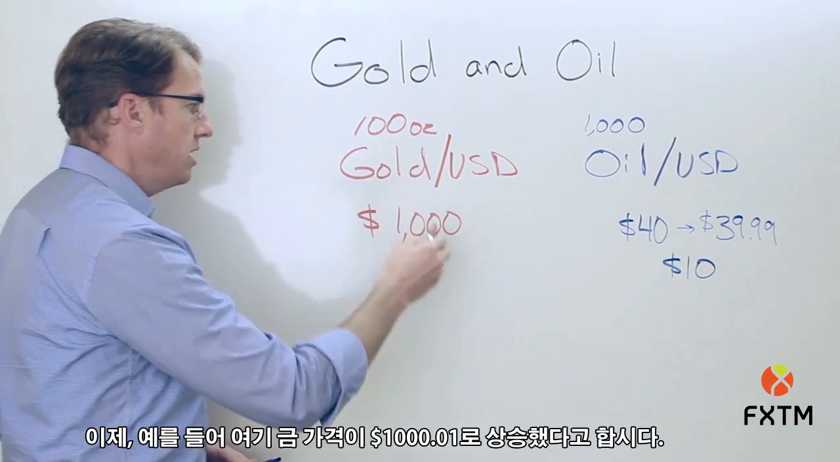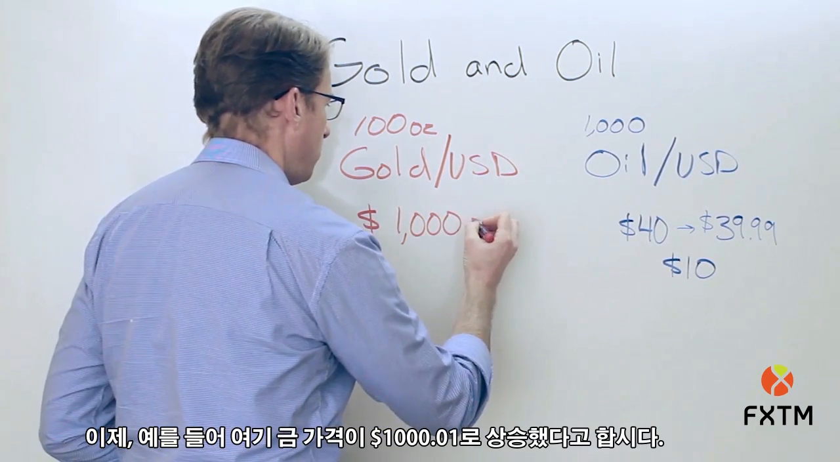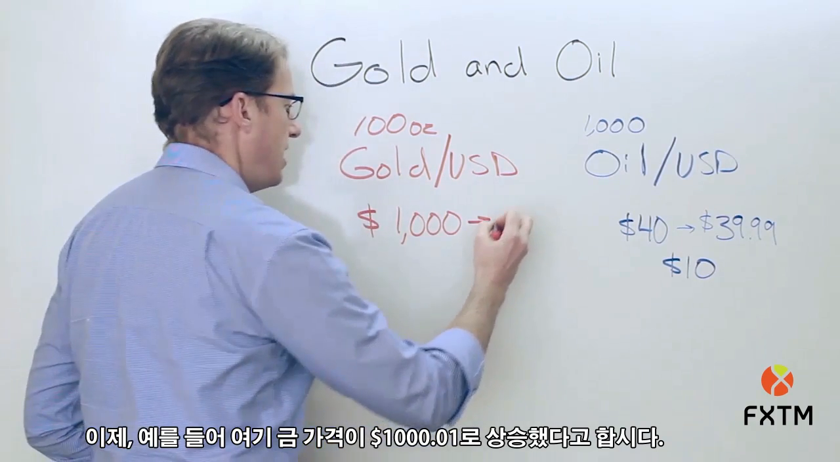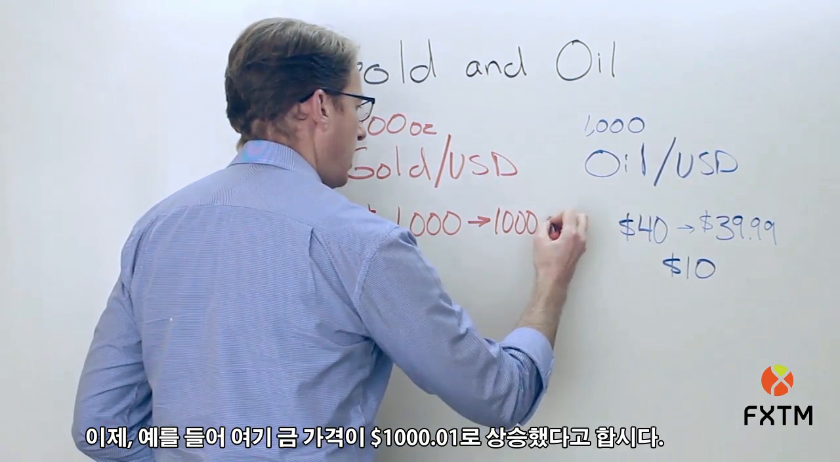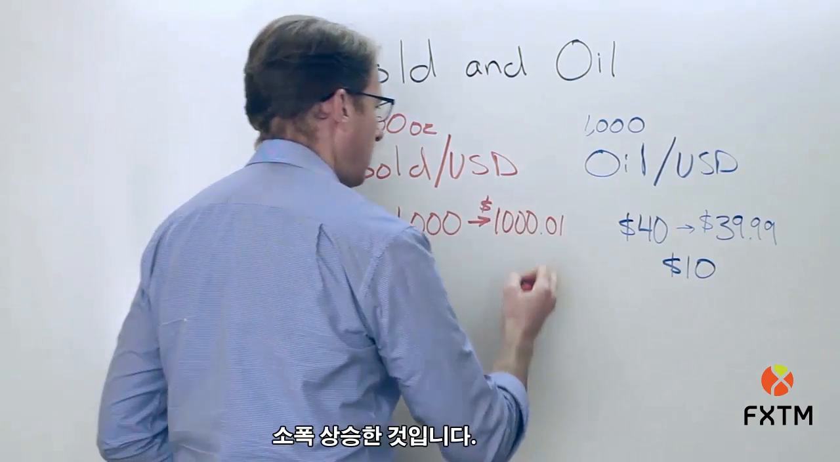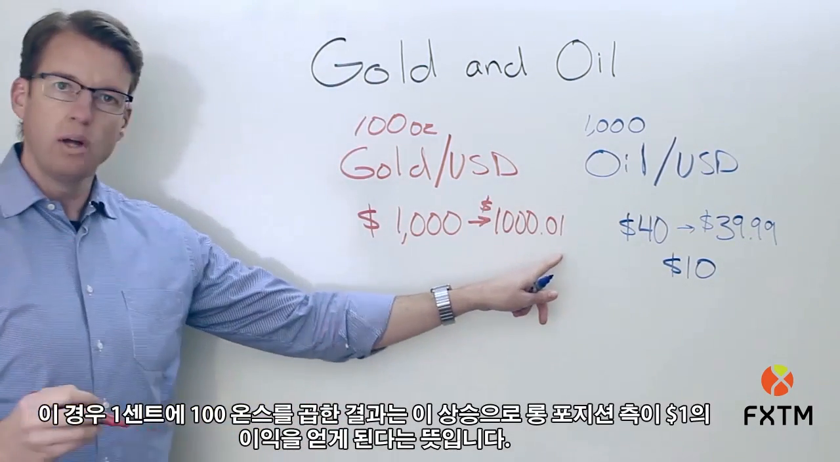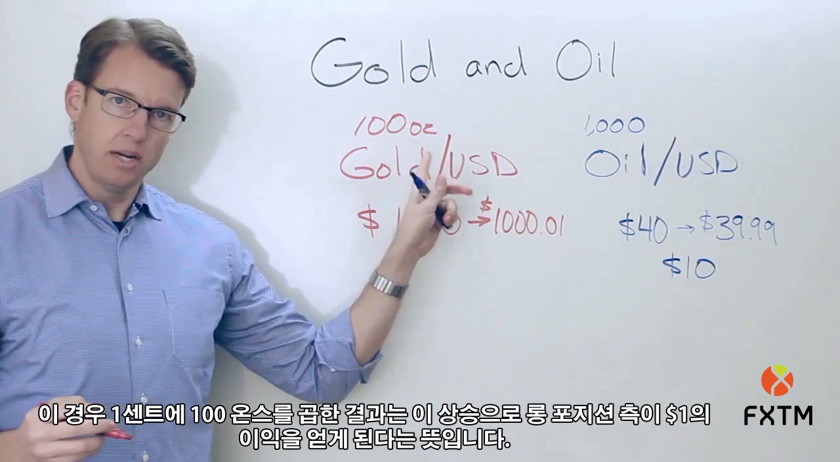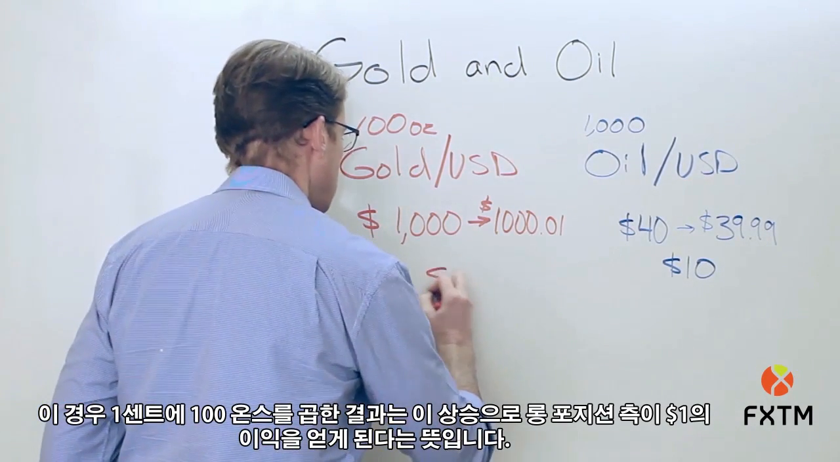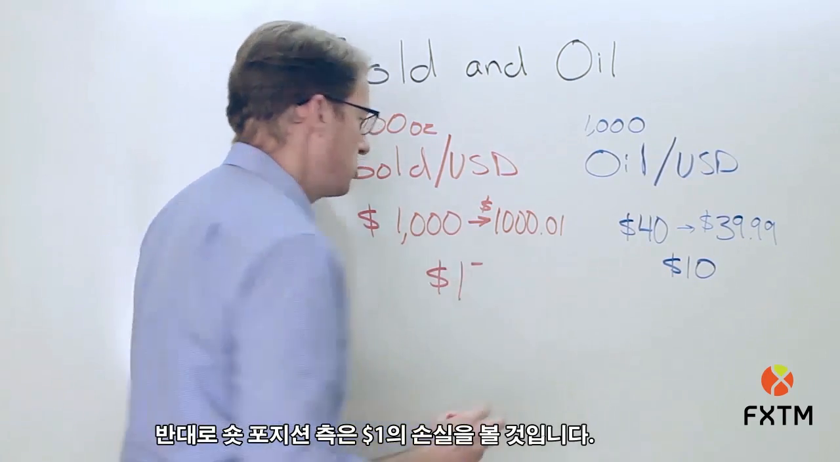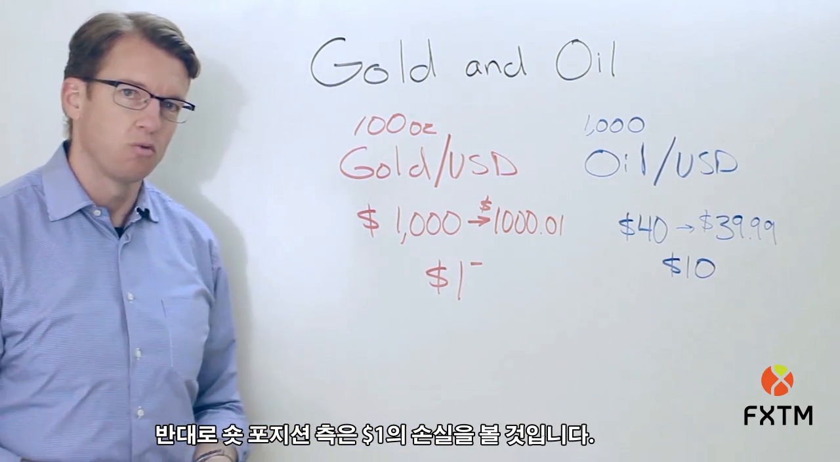Now over here, let's say, for example, that gold has improved in value to $1,000.01. So it's actually gone up a little bit. Well, we would take that 1 cent times 100 ounces. That means that improvement is worth $1 to the long side, or to the short side, it would be adverse to the tune of $1.